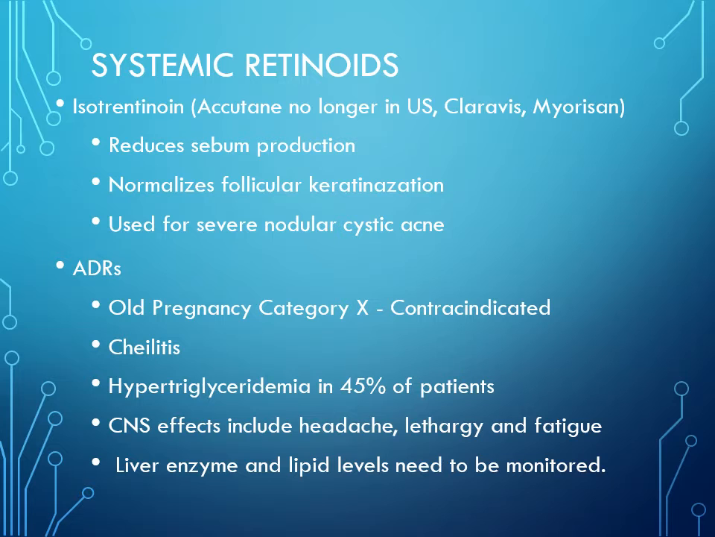Systemic retinoids, what used to be called Accutane, which is actually that brand is no longer in the U.S., isotretinoin. These are used for patients that have really severe nodular cystic acne. Isotretinoin is an isomer of all trans-retinoic acid, and that's a metabolite of retinol or vitamin A. It reduces sebum production, and it can normalize follicular keratinization.